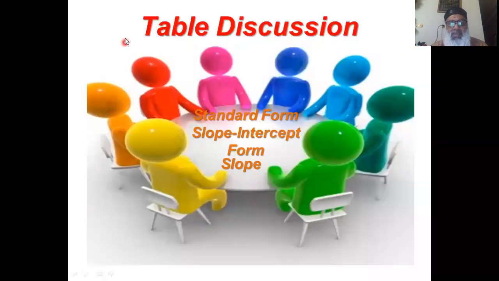The point of discussion is the standard form and the slope intercept form of the straight line. And then we'll talk about the slope intercept form. So how can we find the equations and how can we manipulate all these things? It's very important. Now let's see.